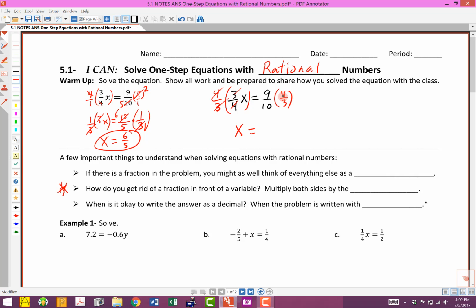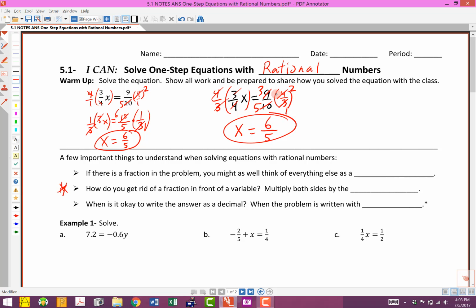Now let's take a look over here and let's see what we can cross cancel. We've got a 4 and a 10, so 2 goes in here twice, 2 goes in there 5 times, 3 goes in here once, and 3 goes in there 3 times. So what we're left with on the top is 3 times 2, which is 6, and on the bottom we're left with 5 times 1, which is 5. Now you'll notice that we get the same answer either way, but this is a lot quicker way to do it, a much slicker, cleaner way to go through and do that.